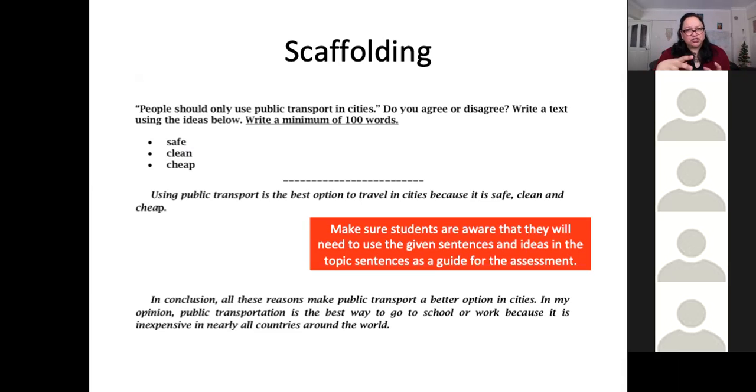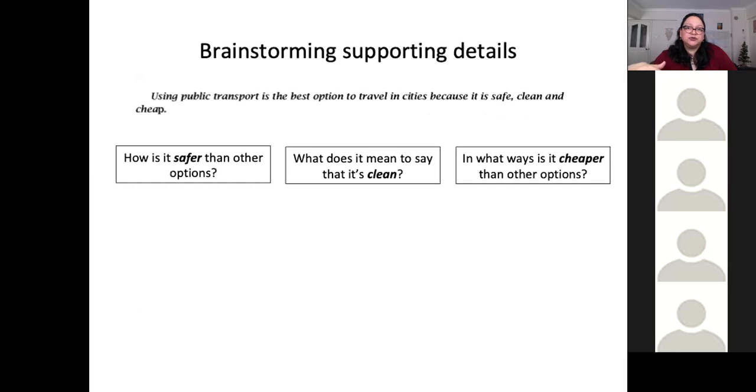It's a little more structured for this task, but they do still need to come up with the supporting details to explain the ideas that are given. So I think it's worthwhile taking some time with your students to brainstorm and help them understand how to come up with those ideas for when they're writing a paragraph when the ideas are given.